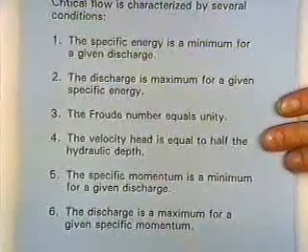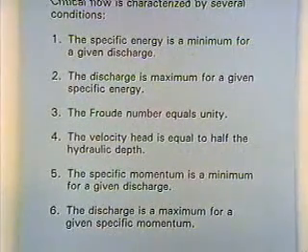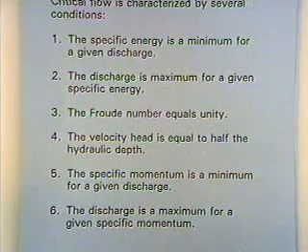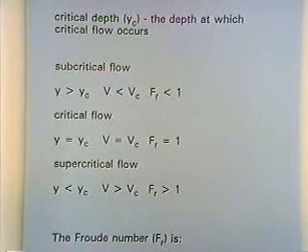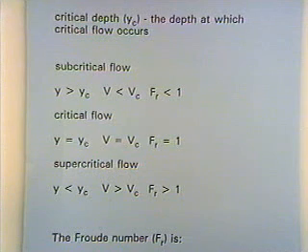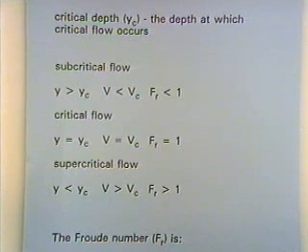If we're working in terms of momentum instead of energy, the specific momentum is a minimum for a given discharge, or the discharge is a maximum for a given specific momentum. And this is really more along the lines of continuing definitions. Critical depth, Y sub C, is the depth at which critical flow occurs, and then we define subcritical flow, critical flow, and supercritical flow. And subcritical flow, by definition, the depth is greater than critical depth and the velocity is less than critical velocity.